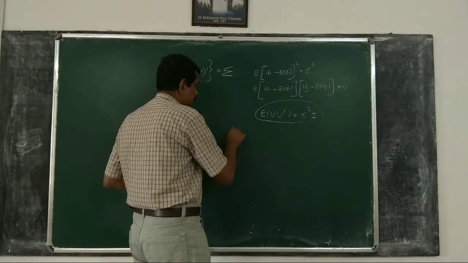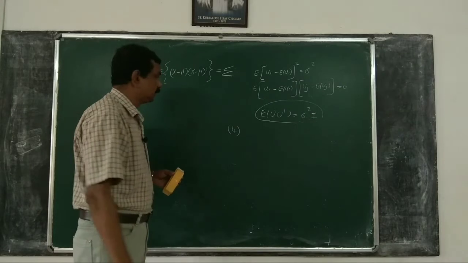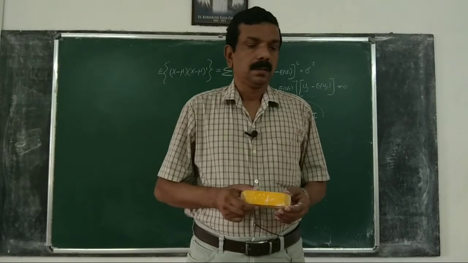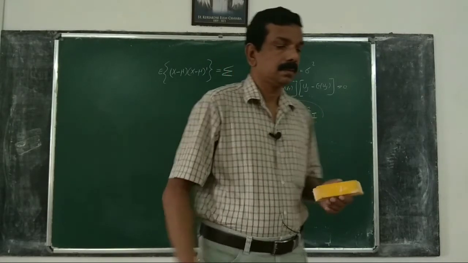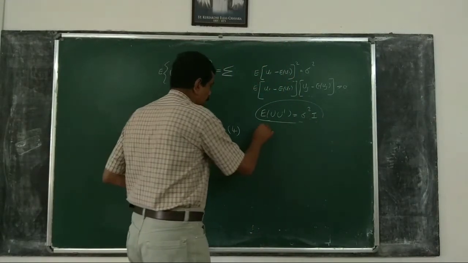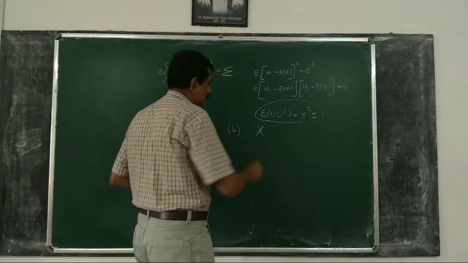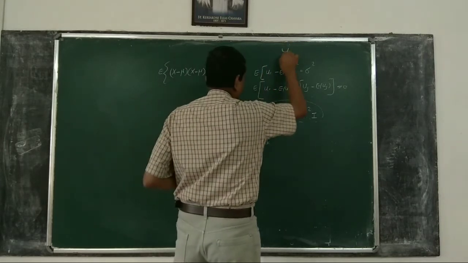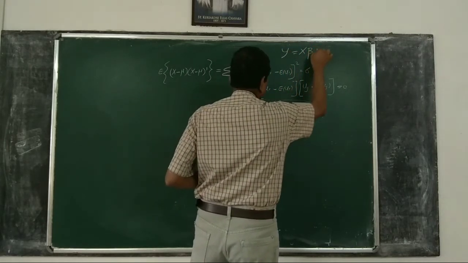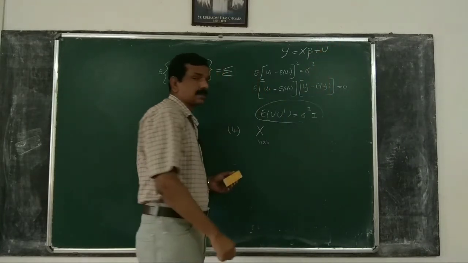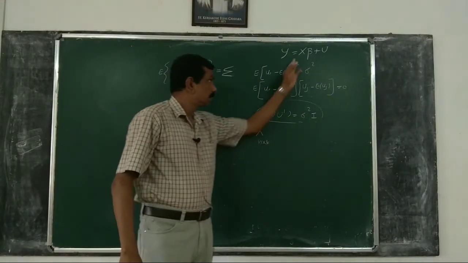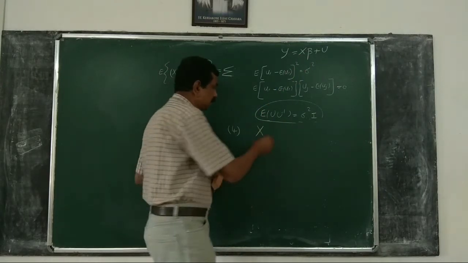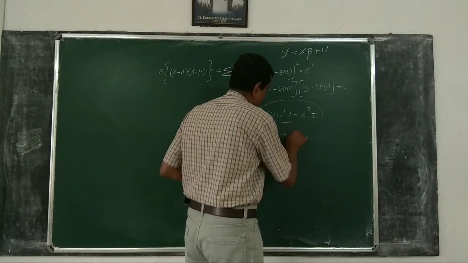The fourth assumption is that the X matrix is non-stochastic. The X matrix is of order n by k. Our model is y is equal to x beta plus u, the PRF in stochastic form. So the X matrix has the order n by k and it is assumed to be non-stochastic.